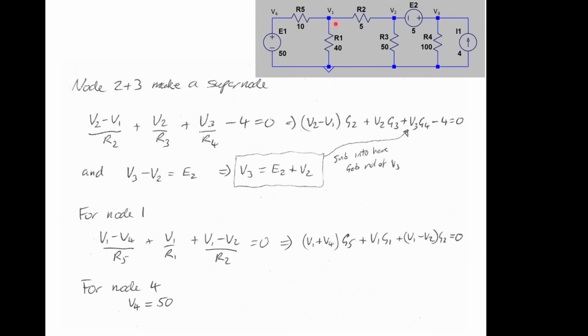For node 1, this one here, we've got V1 minus V4 over R5, current leaving that node that way. We've got a current leaving the node that way, V1 over R1, and we've got a current leaving that one, which is V1 minus V2 over R2, and that equals 0. Simplify that down. And for node 4, we know V4 equals 50 because that's the only thing connected to it. Can't be anything else.